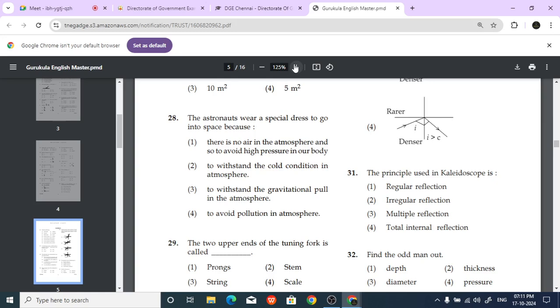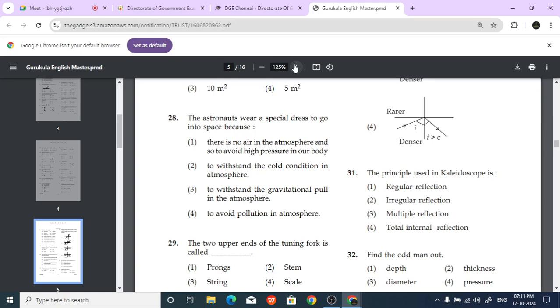The principle used in kaleidoscope. I don't know whether you have seen a kaleidoscope. It is like a binocular. Inside you see a lot of colorful glass bits, and if you rotate it, different shapes will come. Have you seen this? Yes, sir. Okay. So what principle is used in this kaleidoscope? Sir, multiple reflection.